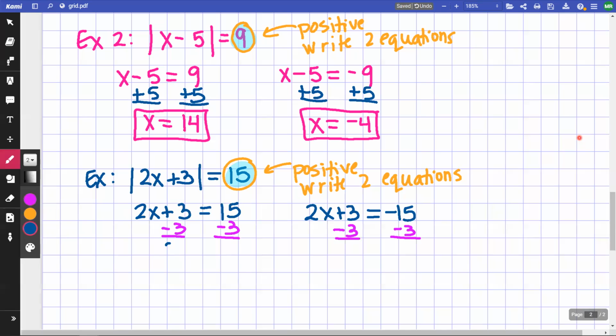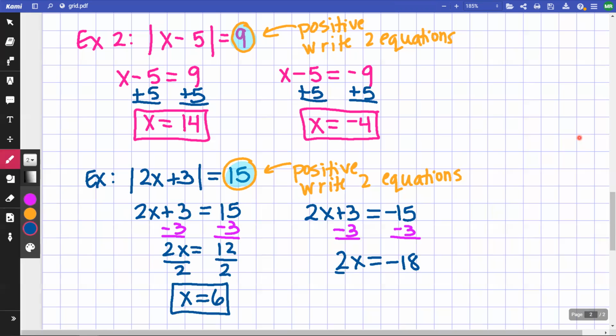I am going to end up getting 2x is equal to 12. I'm going to divide by 2, and I get x is equal to 6. On the other side, I'm going to get a 2x is equal to -18. I'm going to divide by 2, and I get x is equal to -9. Both of those, if I put in, are going to make this a true statement.